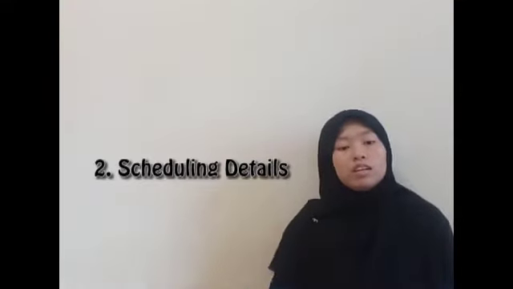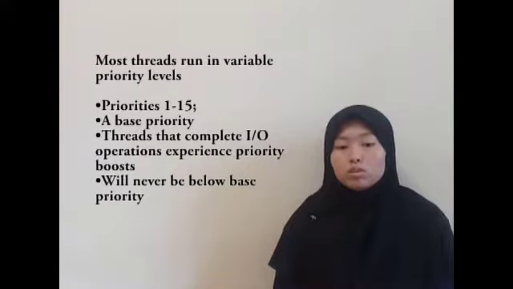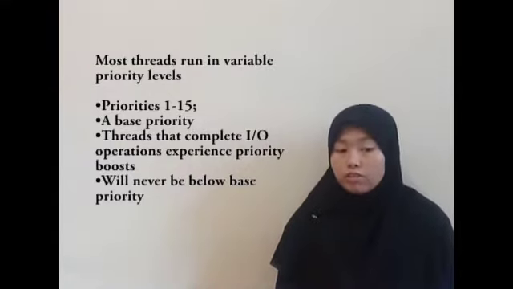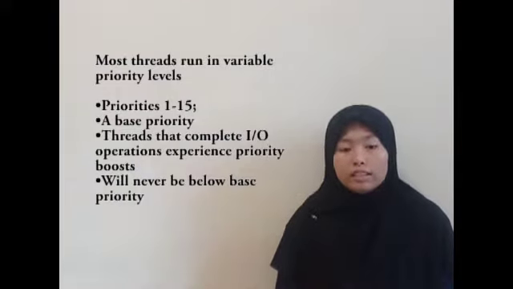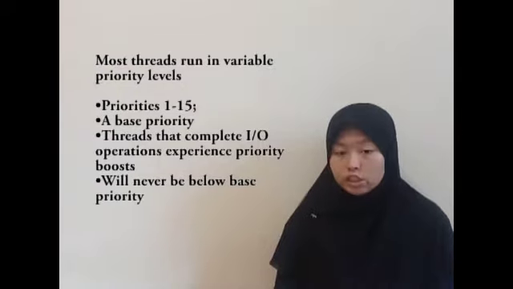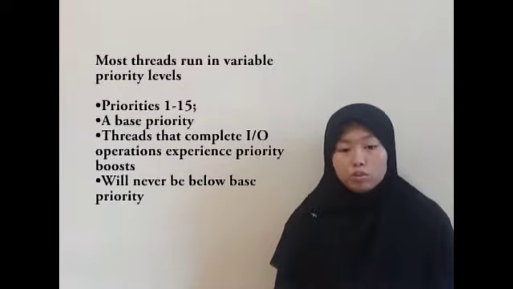Second, it will be about scheduling details. In Windows, most threads run in variable priority levels, priority 1 to 15. A newly created thread starts with a base priority. A thread that completes an input-output operation experiences a priority boost, but never higher than 15. A thread's priority will never be below base priority.